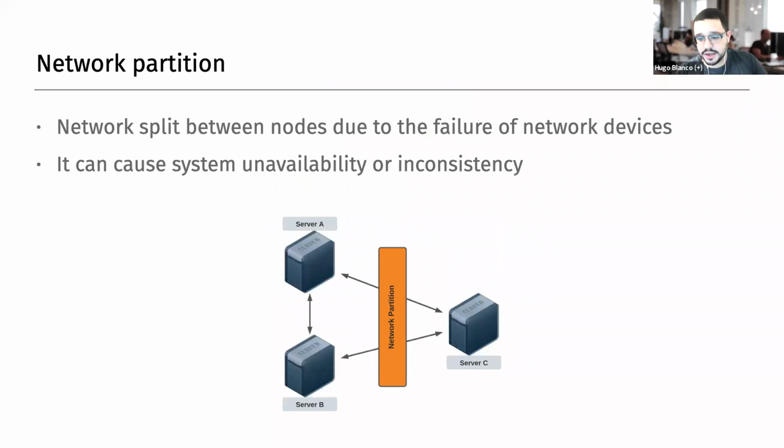That is basically a split between nodes due to a failure of network devices. So when you have a distributed architecture, let's suppose I have server A, B, and C communicating between them, and they are connected by subnets. And if something goes wrong with that, there's a network partition. And part of the CAP theorem is partition tolerance. So it's the ability of a cluster or a distributed architecture to prevent or to remediate those partitions. So we can cause unavailability or inconsistency.